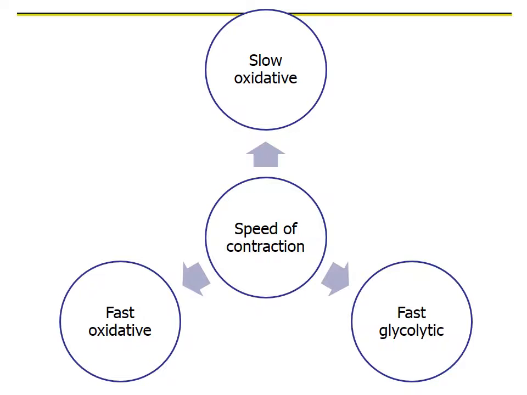Now we can overlap metabolic processes to the twitch speed. Fast glycolytic cells go through their contraction cycle quickly and rely on glycolysis and fermentation. As a result, they tire quickly. Slow oxidative are the opposite. They contract slowly but run aerobic metabolism and can contract for hours without tiring. Fast oxidative are a compromise between the two. They have a fast twitch speed but can run oxidative metabolism and contract for a long time without tiring.